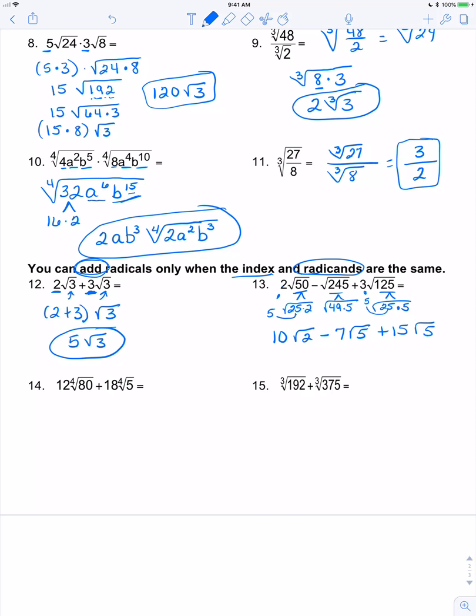Okay, so this one's sort of tricky. We can only add this term and this term because they're both square roots of 5. This one is a square root of 2. It cannot be added with the other ones. It's not a like term. So we have 10 square roots of 2, and then we have negative 7 plus 15 square roots of 5, which gives us a positive 8 square roots of 5.